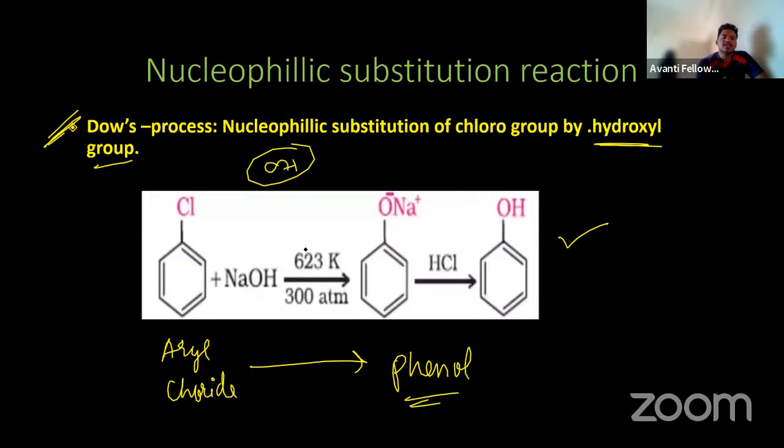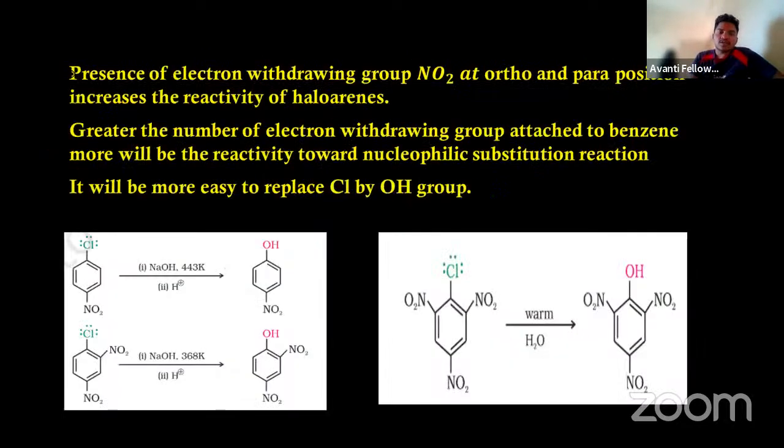I hope you guys are clear. So the temperature has to be noted, because based upon the temperatures only you'll get the products. This is very important, remember this, okay? So now you can see the presence of an electron withdrawing group, NO2, at ortho or para positions increases the reactivity of haloarenes. Yes, obviously, the -I groups are usually electron withdrawing groups.